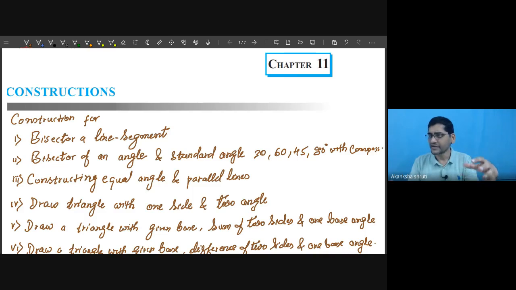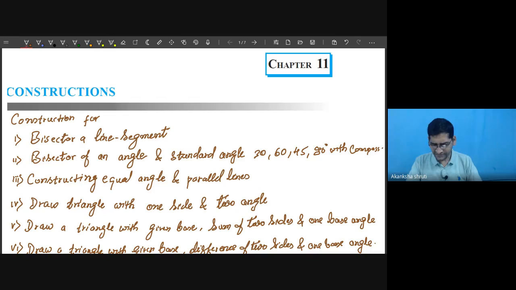Next one is drawing the standard angles like 30 degree, 45 degree, 60 degree, 90 degree with the help of compass, and drawing the bisector of these angles. The third construction is we have to draw an angle equal to a given angle at some other point. By this way we can draw a line parallel to a given line.